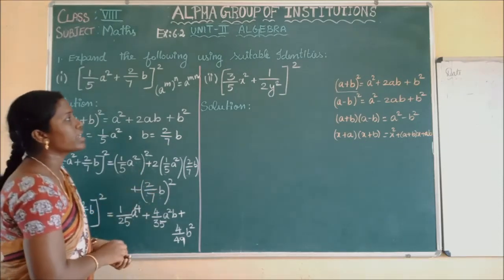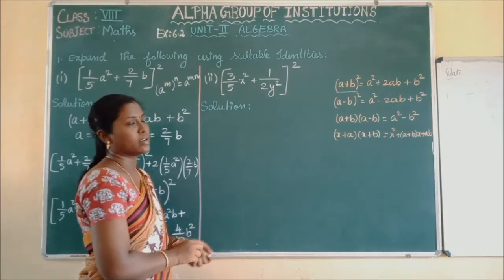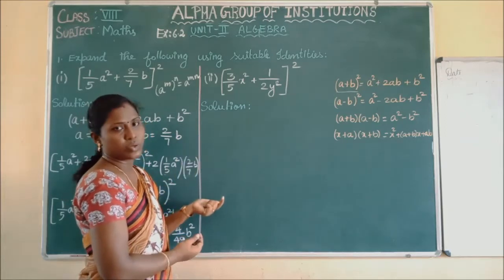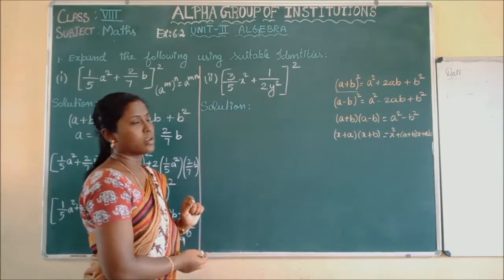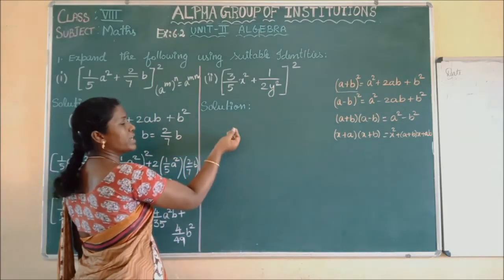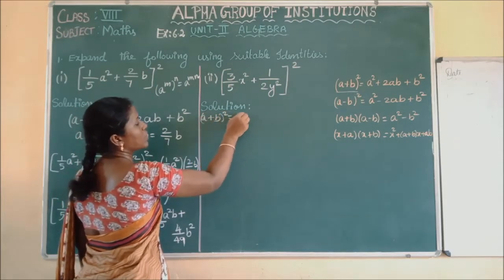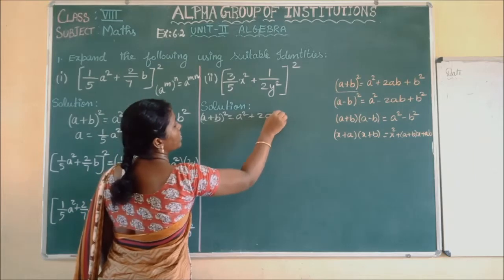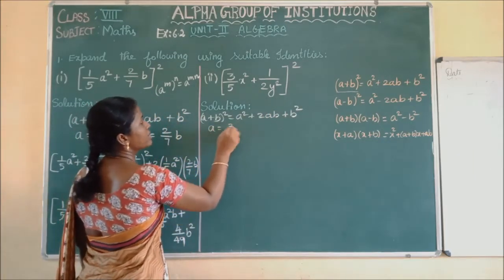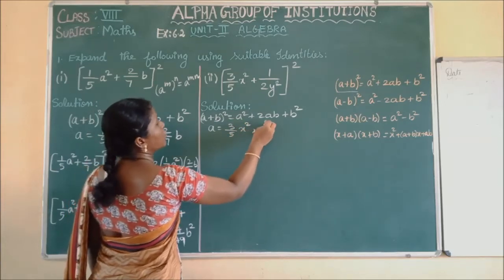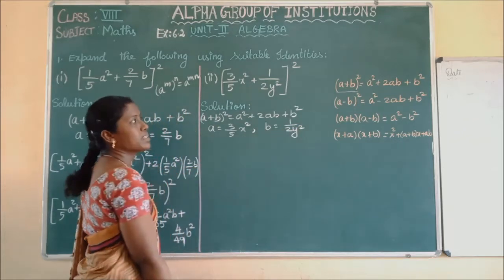Okay, now see the second expansion, 3 by 5 x square plus 1 by 2 y square the whole square. This question is also similar to the first subdivision only, isn't it? It is in the form of a plus b the whole square. So what is the suitable identity we are going to use here? A plus b the whole square is equal to a square plus 2ab plus b square, the same expansion. What is the value of a here? 3 by 5 x square. And what is the value of b here? 1 by 2 y square. Okay, y square is in the denominator.